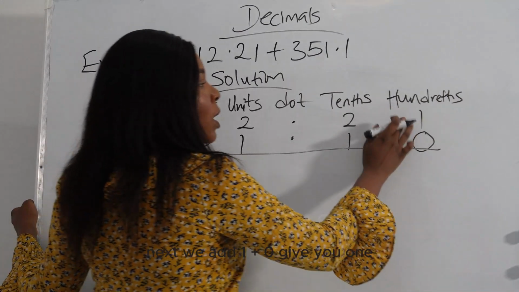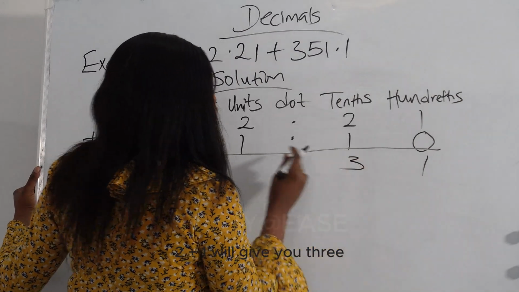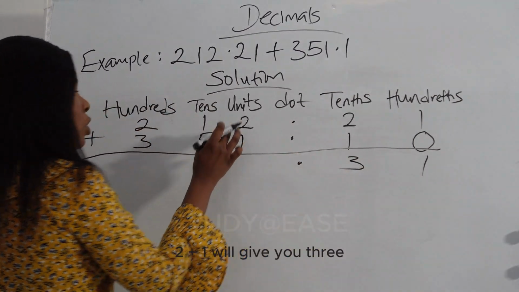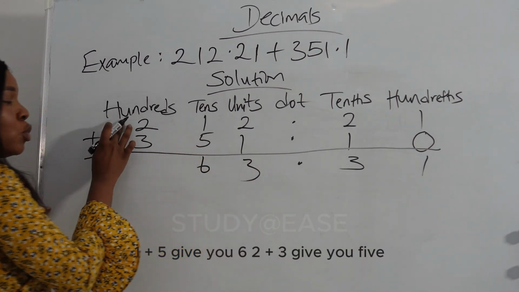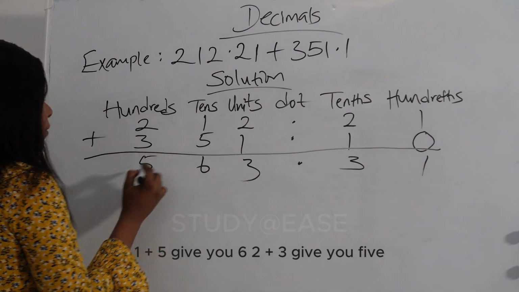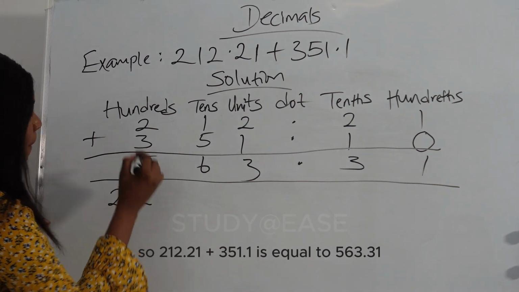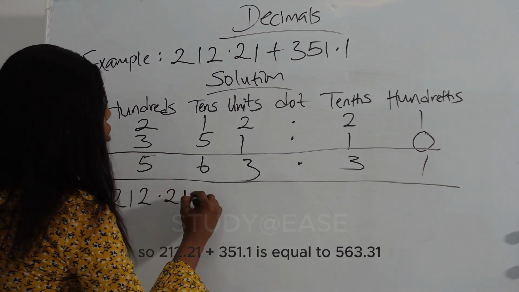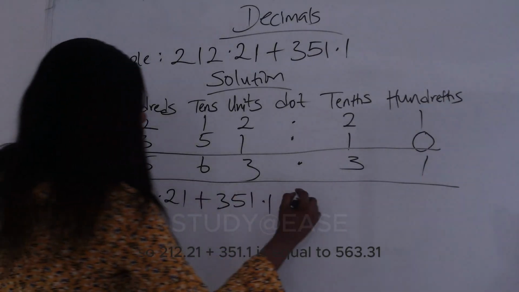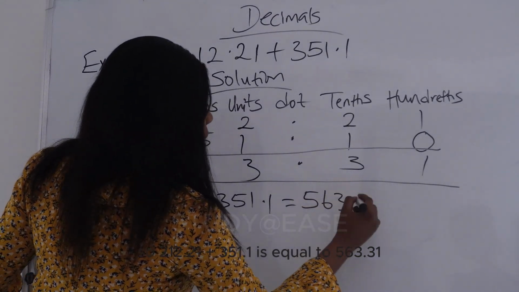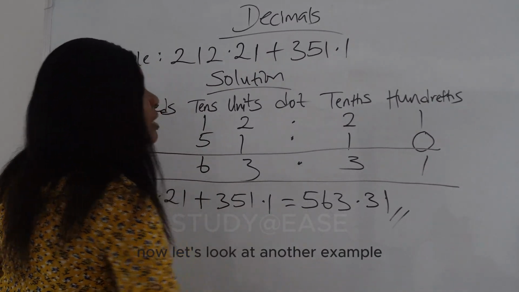Next we add 1 plus 0 will give you 1. 2 plus 1 will give you 3. Our dots will bring it down. 2 plus 1 will give you 3. 1 plus 5 will give you 6. 2 plus 3 will give you 5. So 212.21 plus 351.1 is equal to 563.31. Now let's look at another example.